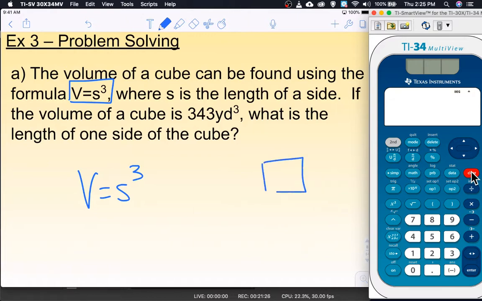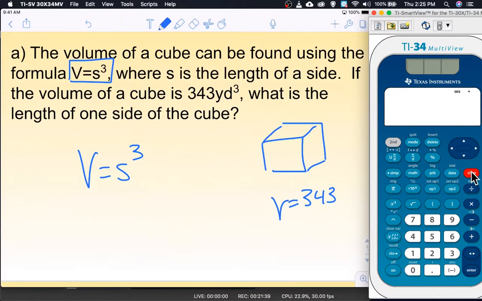If the volume of a cube is 343 yards cubed, what is the length of one side of the cube? All right. So I can actually take the information they gave me and I can plug it into the formula. They told me the volume, 343.